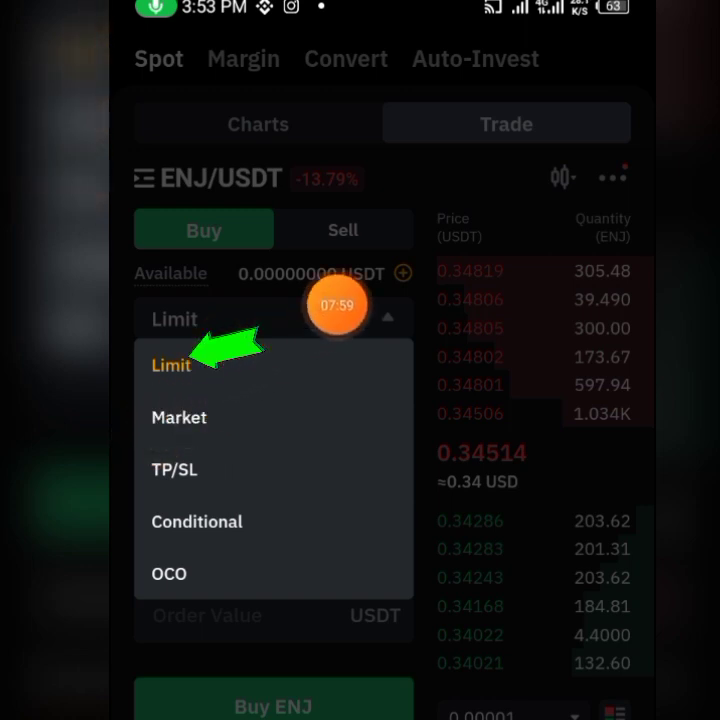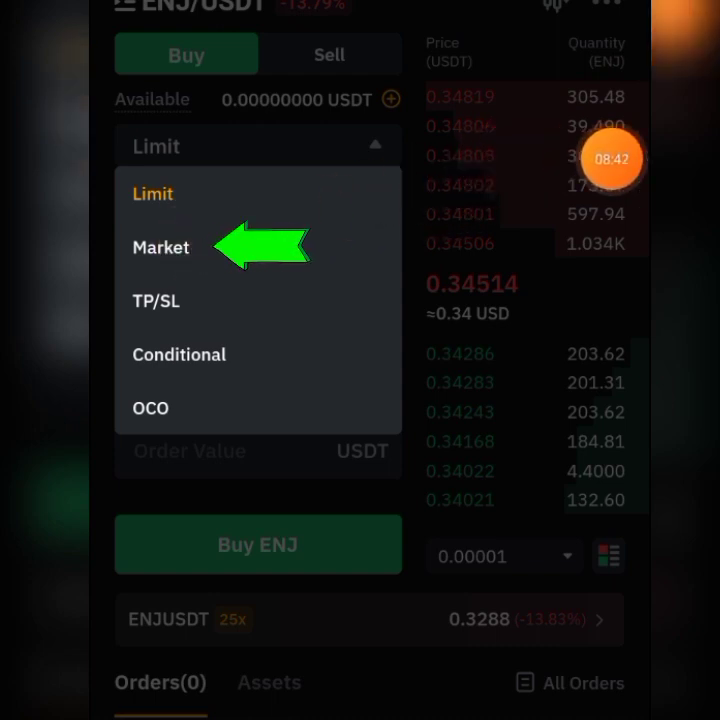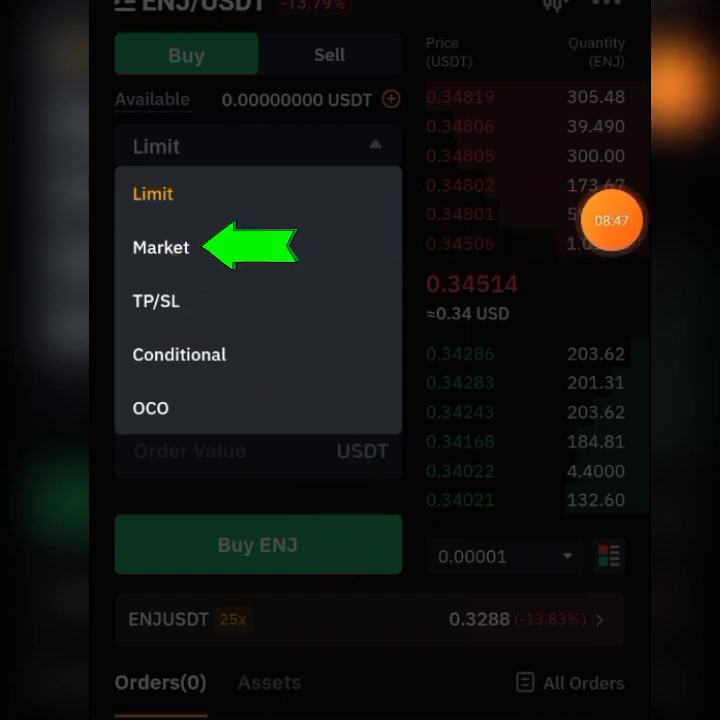On the limit order, you have access to control the market. Once the market gets to that amount you set, your trade will execute immediately. But if the price doesn't get to that amount you set, which means the market will not execute, your trade will not execute. Now, the market order is when you place a buy using the market order, it will execute immediately.